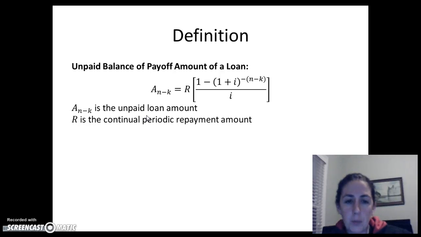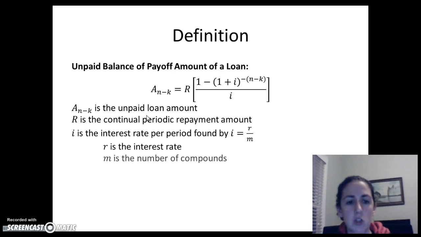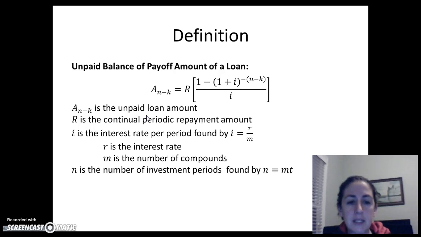R is the continual periodic repayment amount. Could be your car payment, could be your student loan payment, could be your mortgage. i is the interest rate per period found by r over m, where r is the interest rate and m is the number of compounds. That should look familiar. n is the number of investment periods found by m times t. That's how many payments you're supposed to make, where t is time, generally in years.